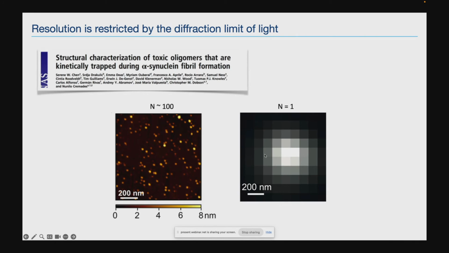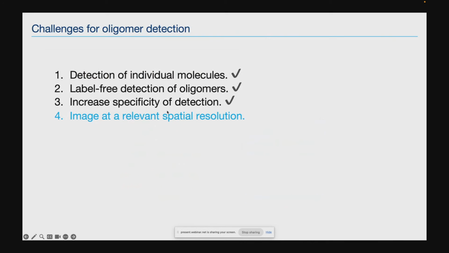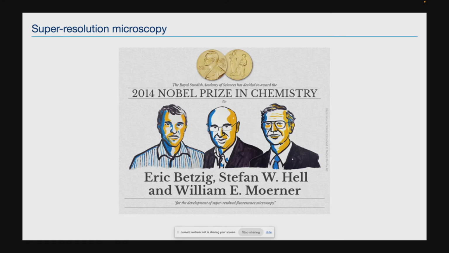So what we next want to do is image these at a relevant spatial resolution. We want to get down to that tens of nanometer resolution rather than 250 nanometer resolution. And for this, we use super resolution microscopy. In 2014, the Nobel Prize in Chemistry was awarded to Eric Betzig, Stefan Hell, and W. Moerner for developing the super resolution techniques.